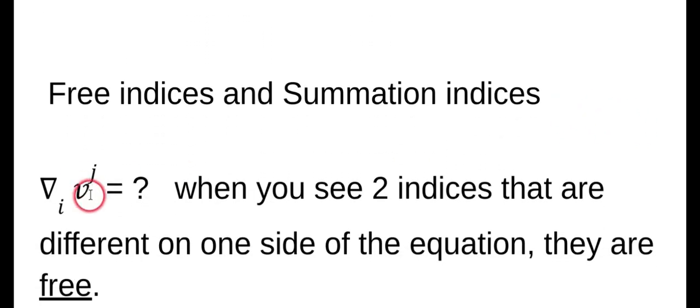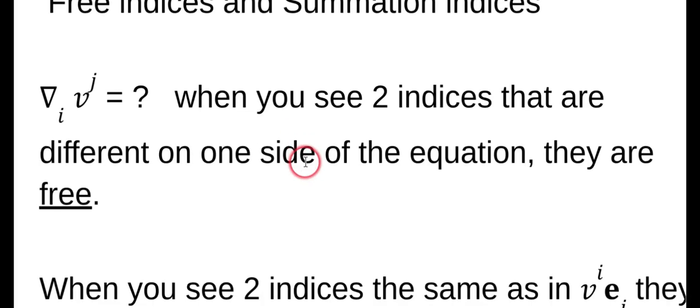When you see an equation like this and you see two indexes that are different, so you got I and J on this side of the equation, there's nothing else over here, you immediately know these are free. I and J are called free indexes. And whatever happens on this side, you can't change that. You have to keep using them in the I in the lower position and the J in the upper position. All right.